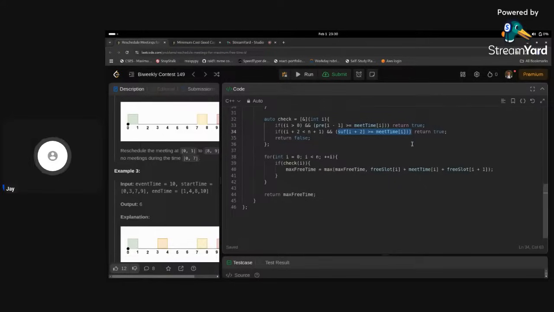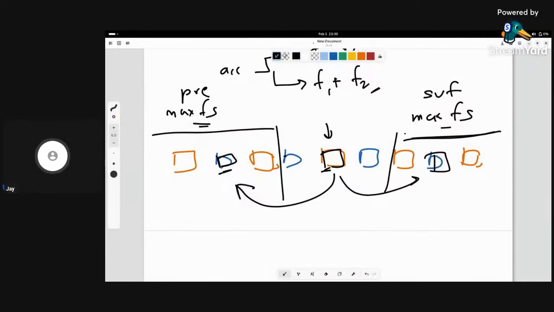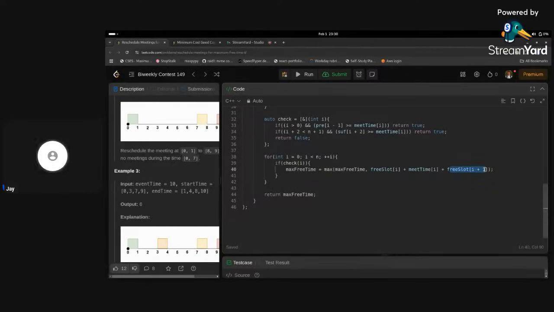If it is, then the answer you get is free slot of I, free slot of I plus 1, basically these two free slots, and the meeting time. Even this becomes free now because the meeting has moved out. So all these three things combined make one big free slot. That's your max free time, and you'd return this.